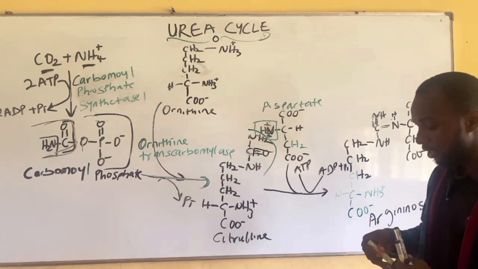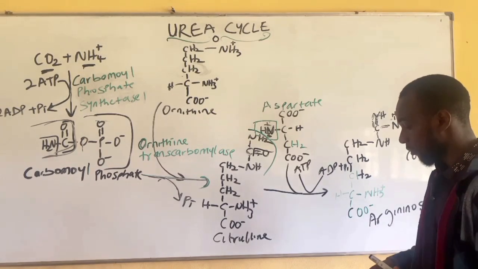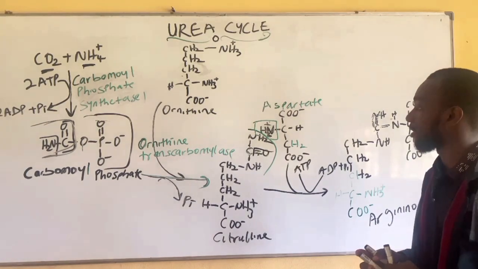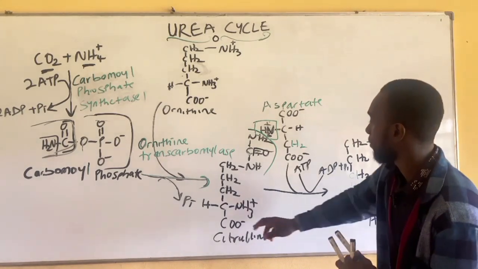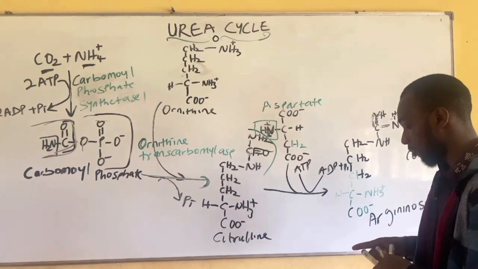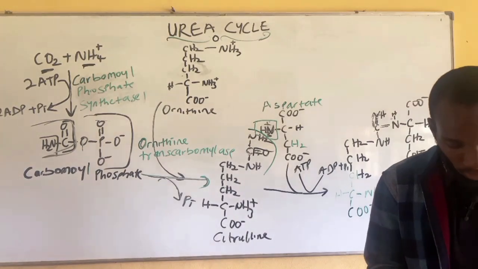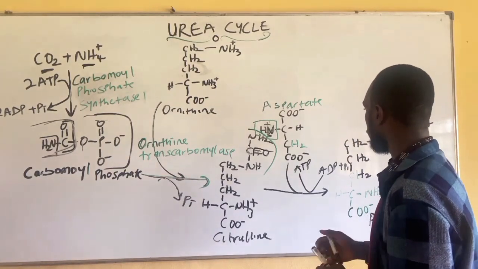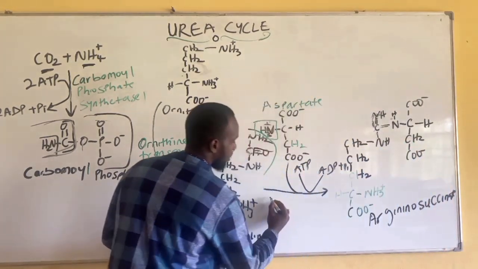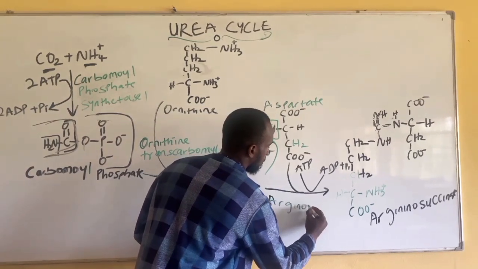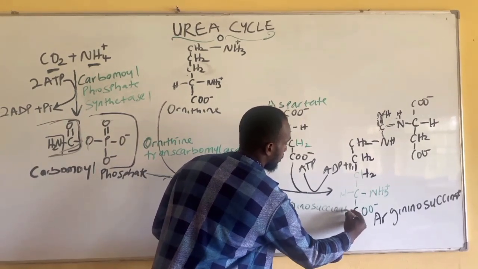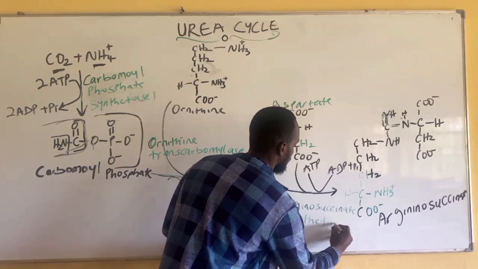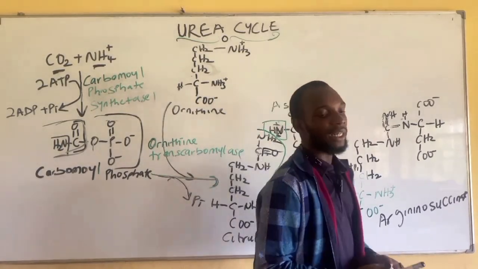So as I was saying, the name of this enzyme is adenosicinate synthetase. It catalyzes the formation of adenosicinate from citrulline and aspartate. You understand? Adenosicinate synthetase. Yes. So let us look at the next step of the reaction.